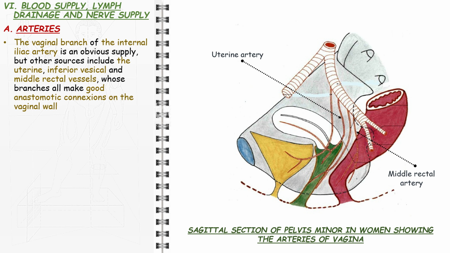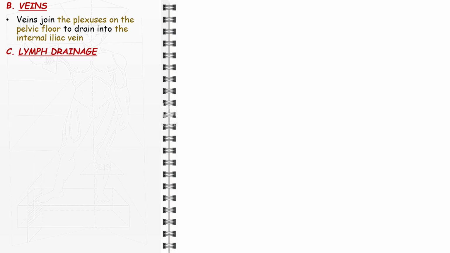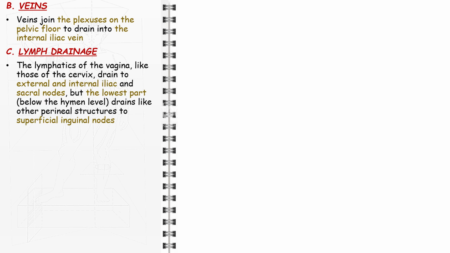The vaginal arteries are in contact, during their course, with the posteromedial border of the ureter and cross it, backwards, at the level of the uterine coil. Many anatomical variations are possible, mainly concerning its origin. Veins correspond to arteries. They join the plexuses on the pelvic floor to drain into the internal iliac vein. The lymphatics of the vagina, like those of the cervix, drain to external and internal iliac and sacral nodes, but the lowest part, below the hymen level, drains like other perineal structures to superficial inguinal nodes.